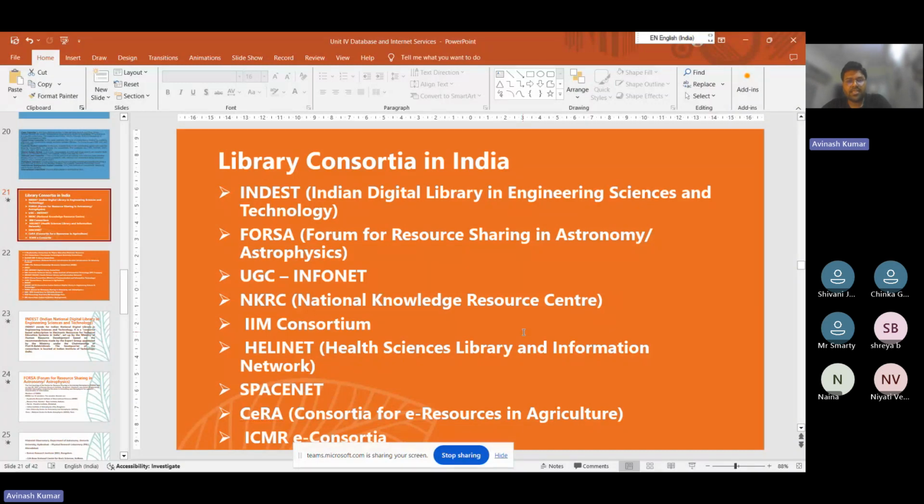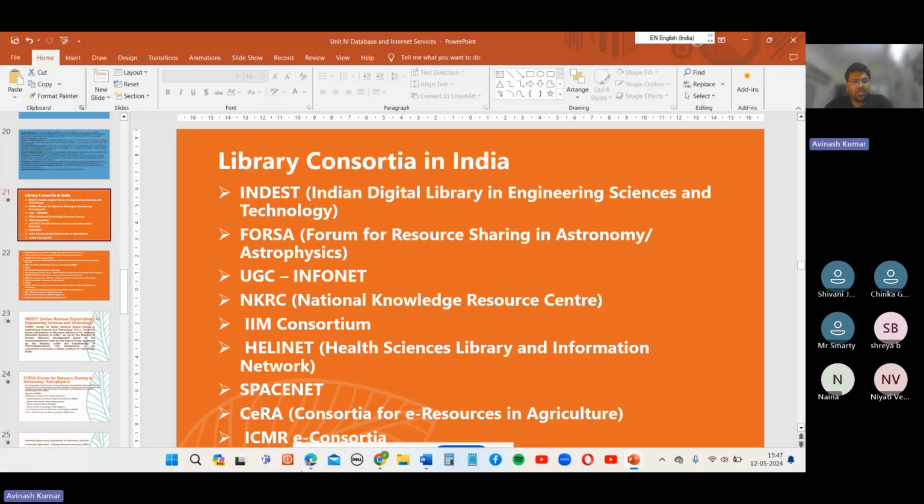Library Consortia in India: INDEST, Indian Digital Library in Engineering, Science and Technology; FORSA, Forum of Resource Sharing in Astronomy and Astrophysics; UGC Infonet; NKRC, National Knowledge Resource Center; IIM Consortium; Helinet, Health Science Library and Information Network; SpaceNet; CERA, Consortia of E-Resources in Agriculture; ICMR E-Consortia. These are the consortia of India.